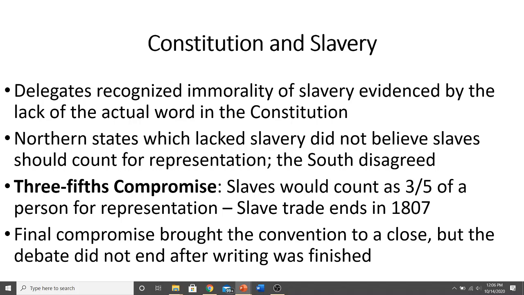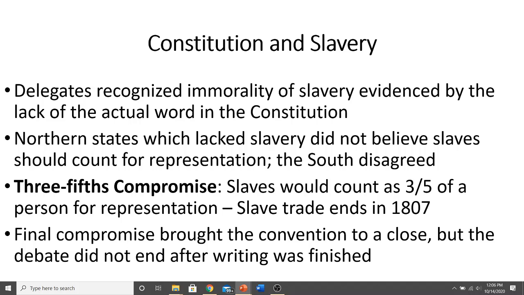The second major compromise came when it came down to slavery. While the delegates recognized the immorality of slavery, there still was a debate about whether or not they should count for representation. Northern states which lacked slavery did not think slaves should be counted for representation, but of course the South disagrees. So the question is, if you have millions of people that are considered property, why on earth should they count as representatives for your congressional power?